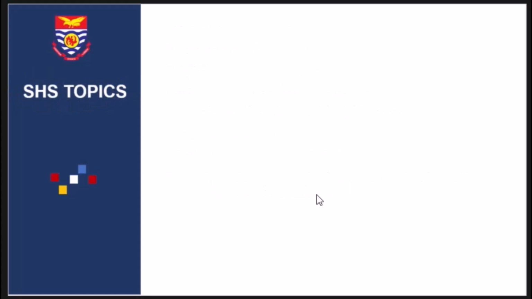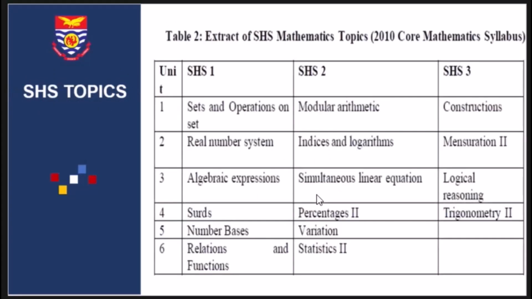So we have this extract from the 2010 Core Mathematics syllabus, and it shows you the topics that are supposed to be treated, the contents at each level. So we have SHS 1, 13 topics or 13 units to be treated there. SHS 2, 12 units or 12 topics. SHS 3, we have 4 topics or units to be treated.